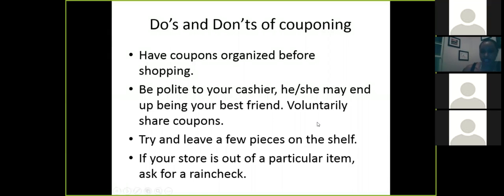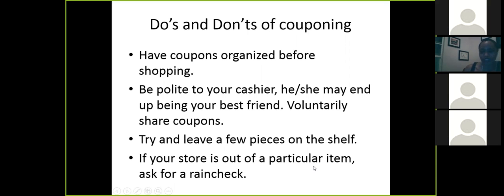Be polite to your cashier. He or she may end up being your best friend. I've shared coupons on several occasions. Jeremy and Thomas both shared coupons. Those guys are loved in the Walgreens in their states, by the way. So just a tip there.